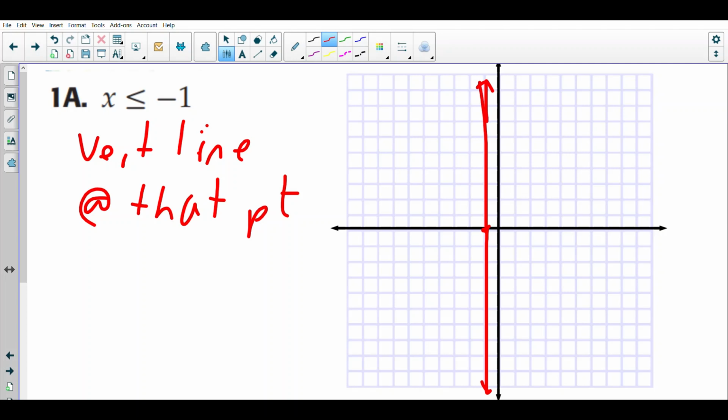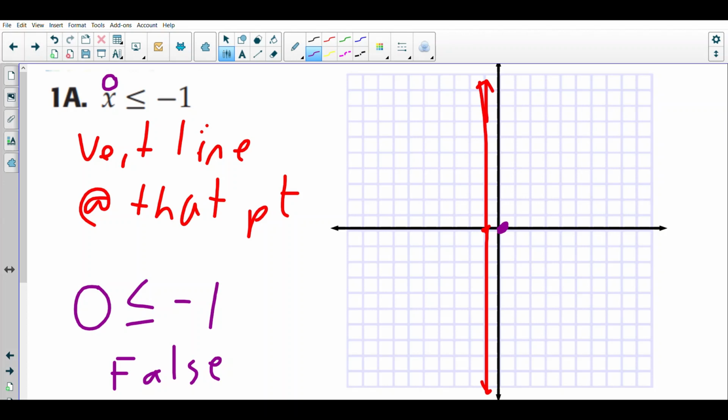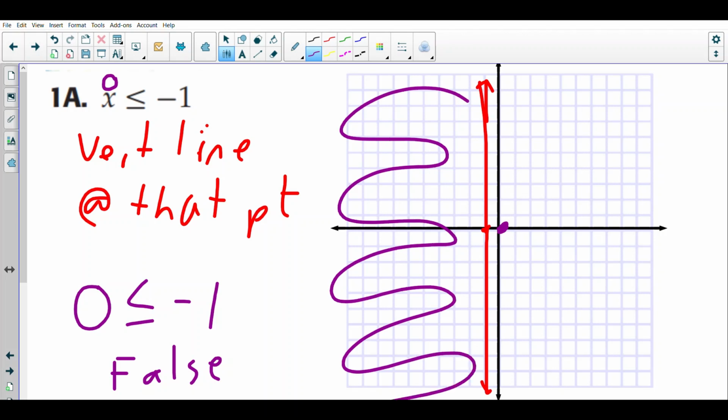So now I'm still going to take my test point 0, 0. Well, there's only an x value, but we can put in there 0 is less than or equal to negative 1. Is that true? Well, no. Again, this is false. So since the test point 0, 0 is on the right side, I'm going to shade the opposite again. Okay, so there we go, and that's my final answer again.